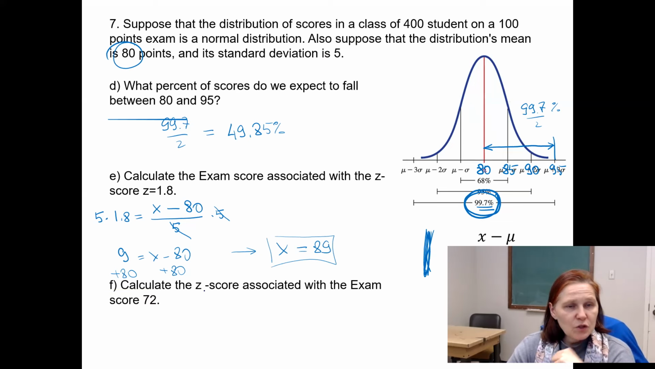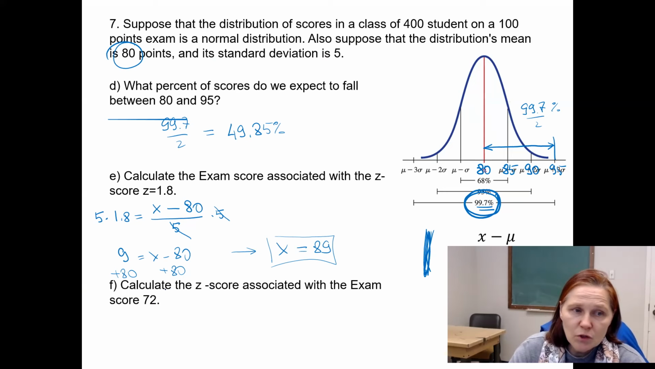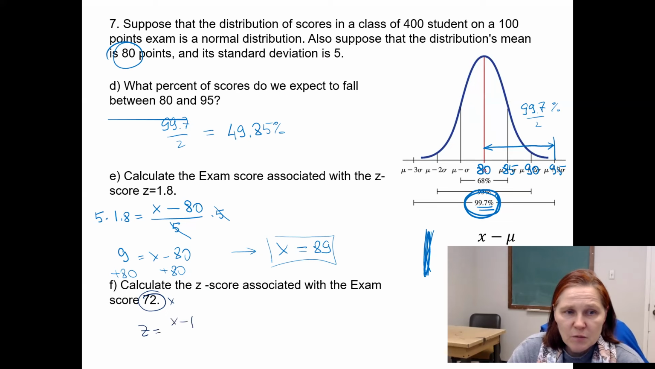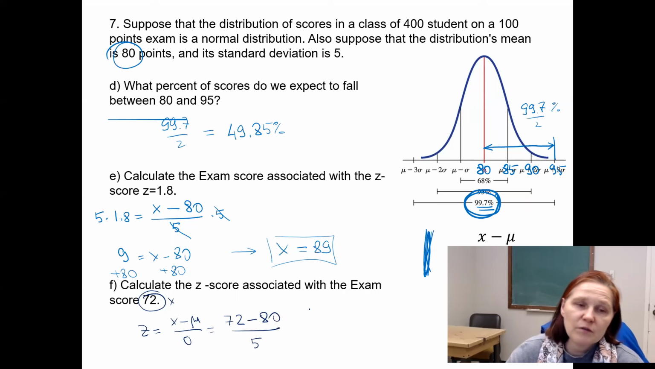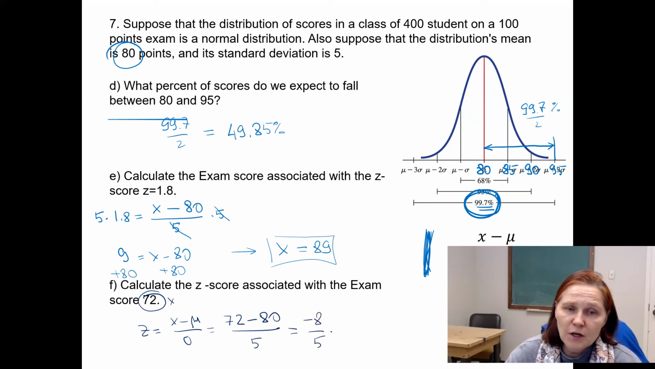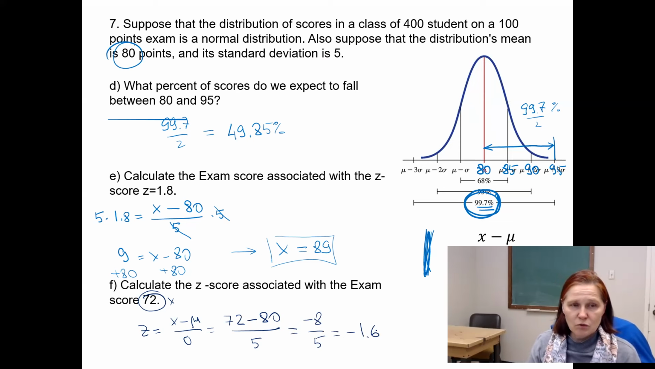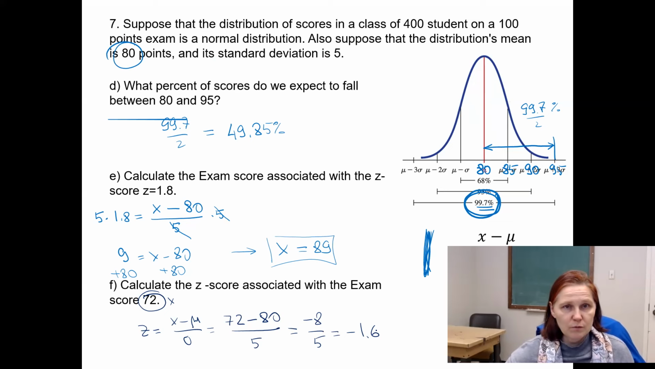The next question is to find the z-score, knowing the raw score. So we use the formula directly: z equals x minus mu over sigma. We substitute 72 for x, 80 for mu, and 5 for sigma. We get -8 over 5, or -1.6, which is the z-score of 72.